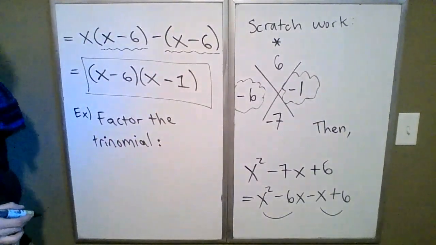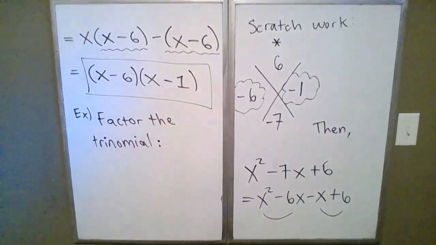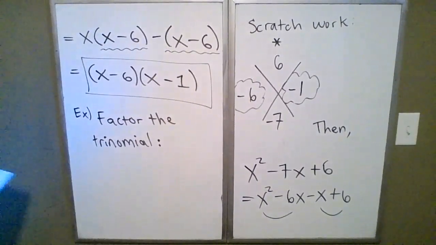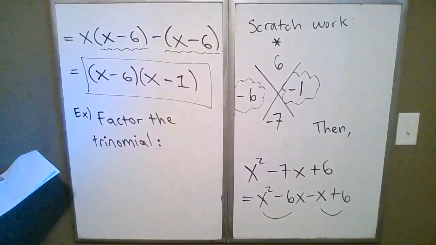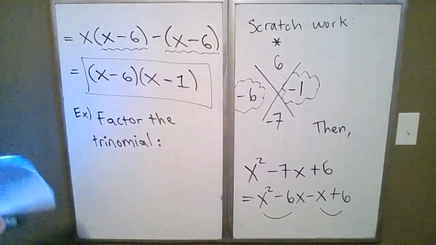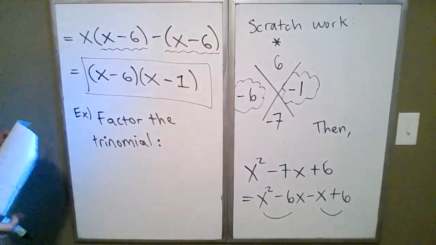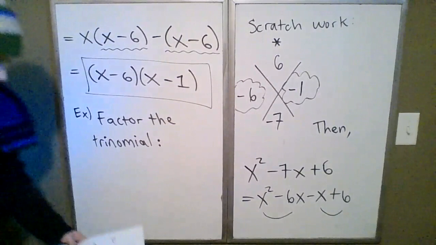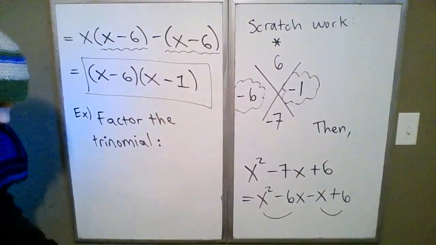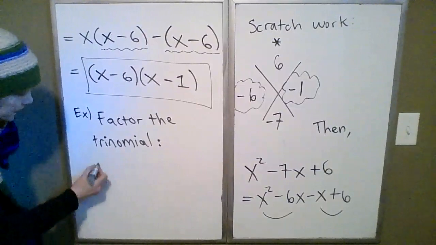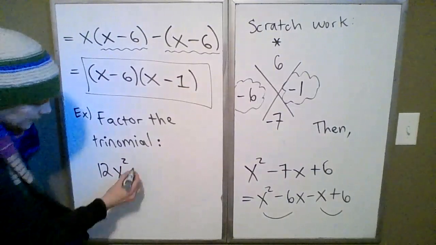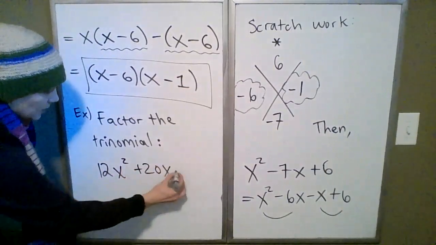Okay, this time we've got 12x squared, add 20x, and add 3.